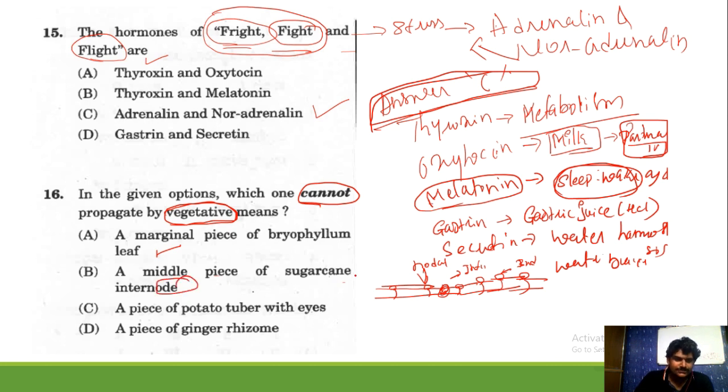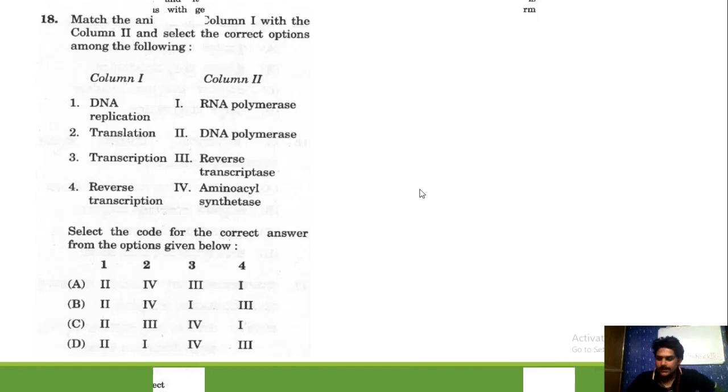So this is the option where we can say the answer is right. We have to choose this particular answer, because here vegetative reproduction or vegetative propagation cannot take place. You know that a piece of potato tuber with eyes, yes, right? So there the propagation will be through the eyes. Then a piece of ginger rhizome, through the rhizome. This is the right answer. So in the region of internode there will be no propagation. Okay, the answer for this question is B.